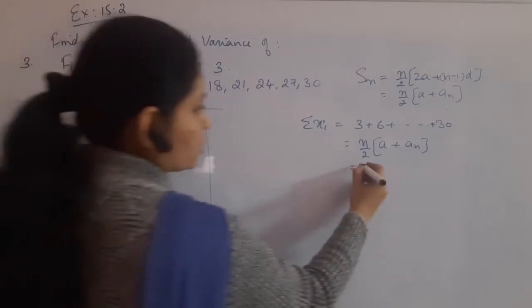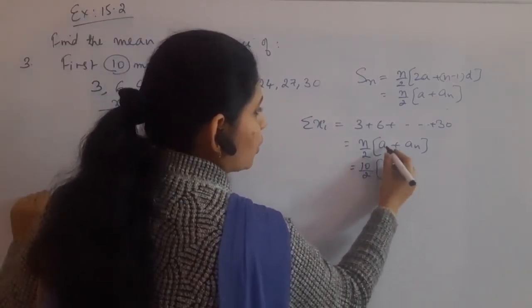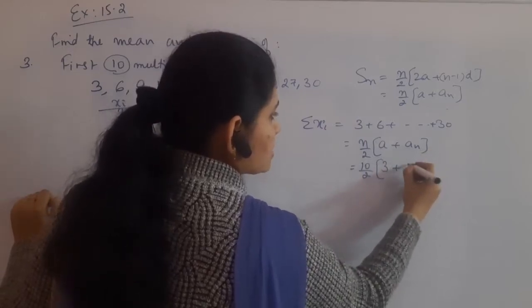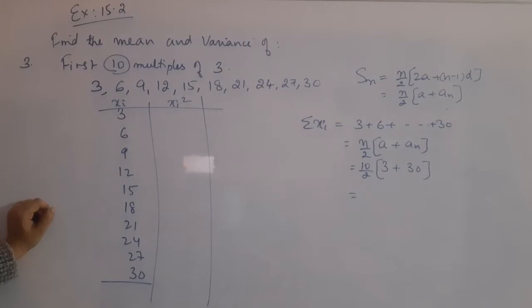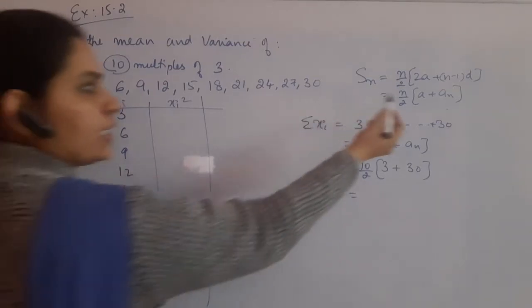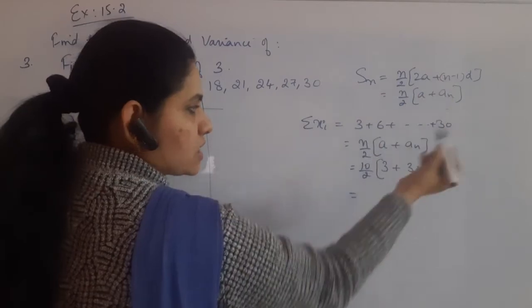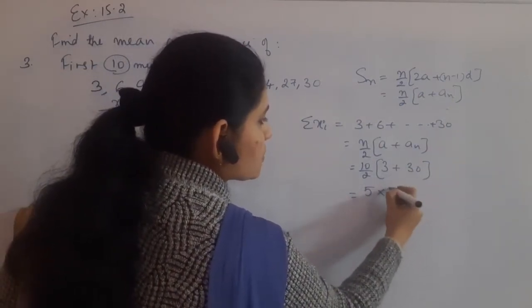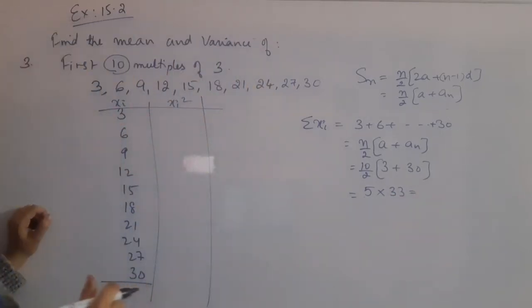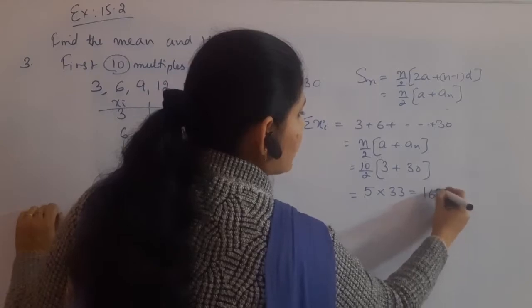So it is 10 by 2 into a plus an, 3 plus 30. First and last term you are getting. Or else you can use the formula 2a plus n minus 1 into d, but this will be more easy. Here you are getting 5 into 33. What is 5 into 33? You will get 165. So this is your sigma xi.